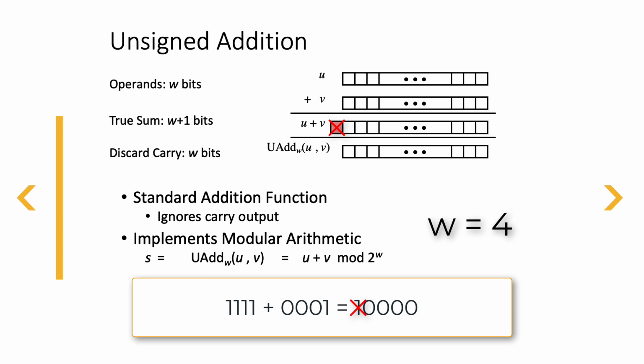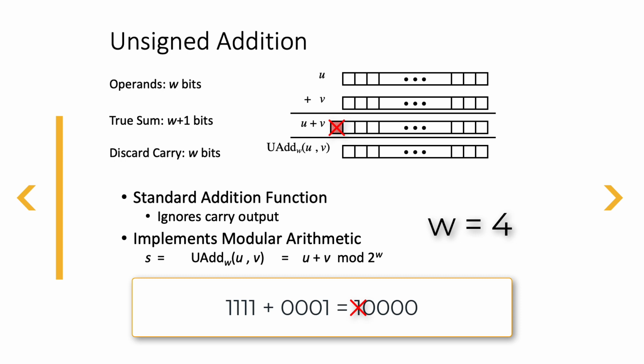If we want to take a look at the math for what this actually does for us, it gives us the result of u plus v mod 2 to the w. So if w in our example is 4, then 2 to the w is 16. So it's actually going to give us u plus v, which is 16, mod 16, which of course is 0. So that's the mathematical basis for how this works. But basically in the code, in the bits, just dropping off the carry bit ends up performing this operation.